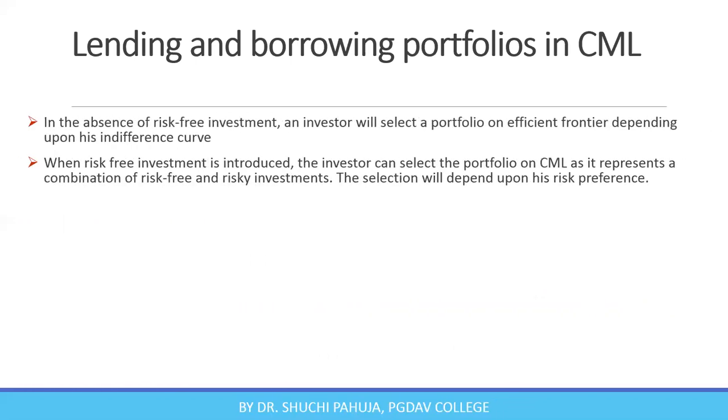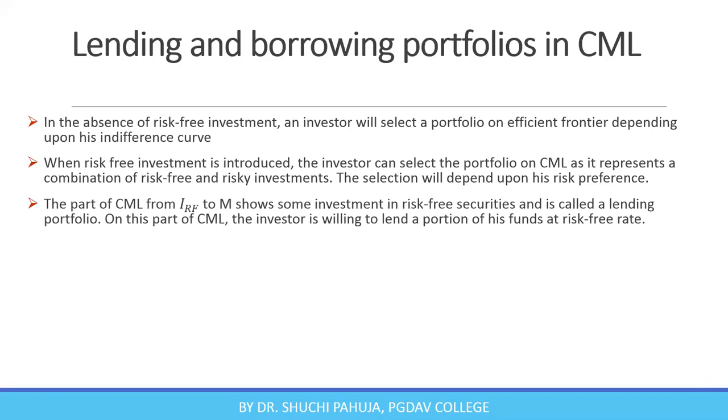Now, in the absence of risk-free investment, every investor will select a portfolio on the efficient frontier depending upon his indifference curve. But when we introduce risk-free investment, the efficient frontier is represented by CML. This CML shows all efficient combinations of risk-free and risky investments. Now, which portfolio will the investor select? It will depend upon his risk preference.